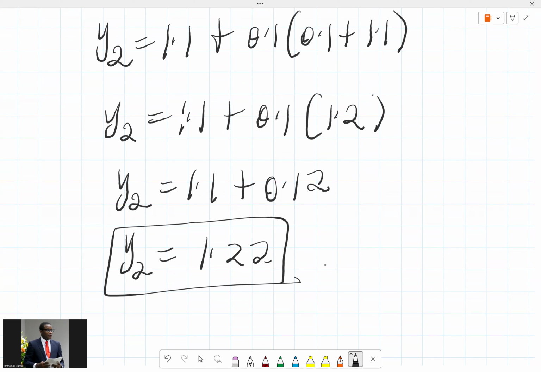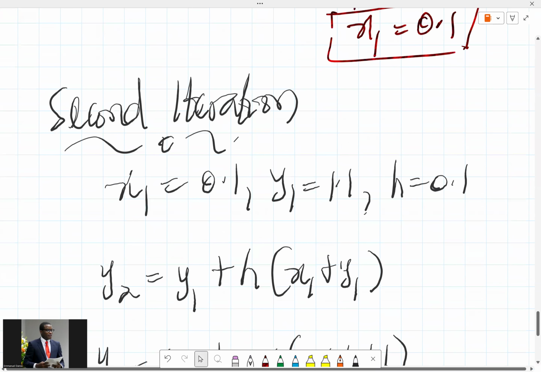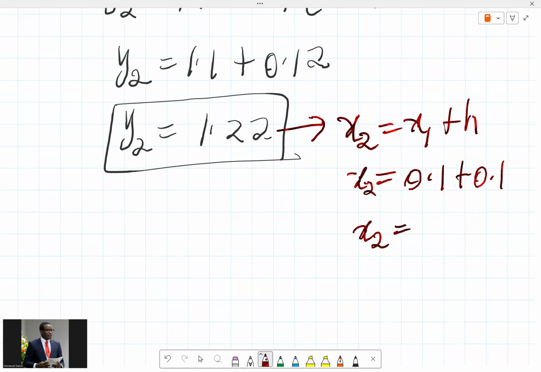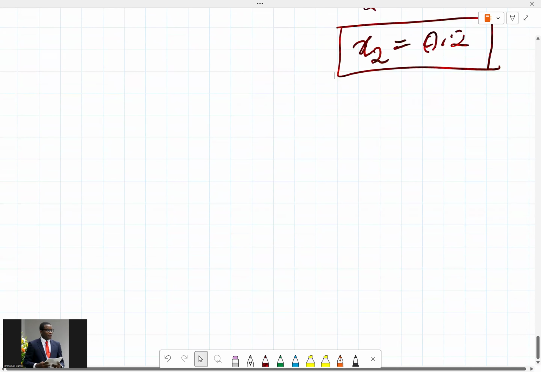Our y2 is 1.22. So with y2 being 1.22, what is the next x2? The next x2 is simply going to be x1 plus h. Okay. So that is the x1 that we brought up to this point, 0.1, plus h, which is also 0.1. So x2 now is equal to 0.2. So we need this for the next level of iteration. So let's go for the third iteration.